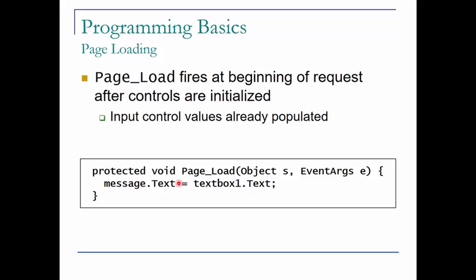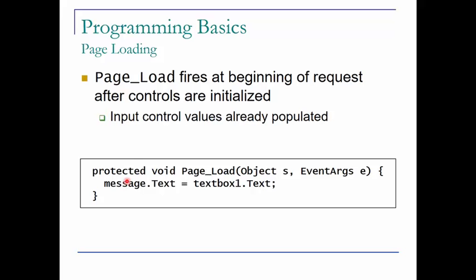In page load, we can initialize a few controls with some specific values. We can give welcome messages and set whatever we want for our application so that the user can interact with it. In the page load event, you can see the arguments are object and event args. This object is basically the page itself. When the page object is available, in that page we have all the controls, so all controls are available to you as well.